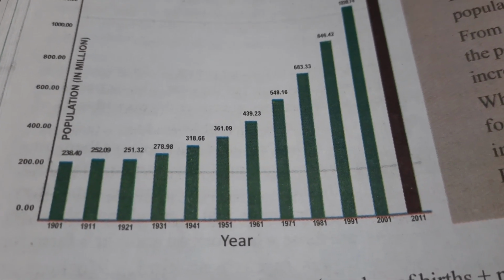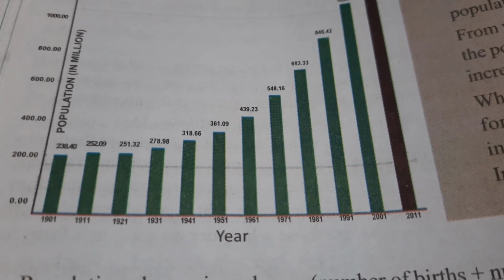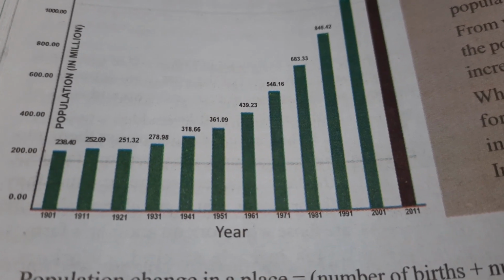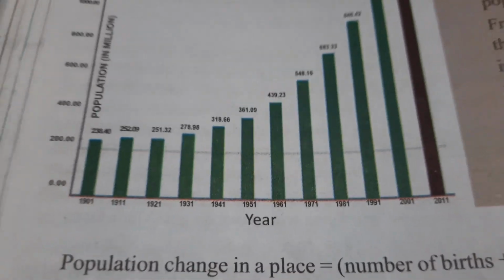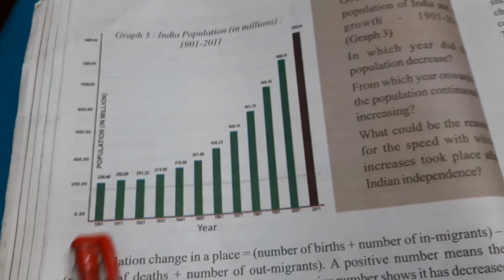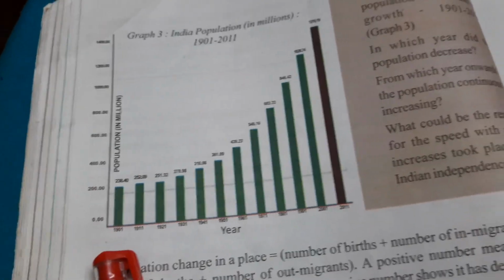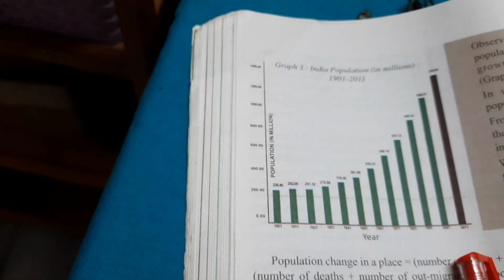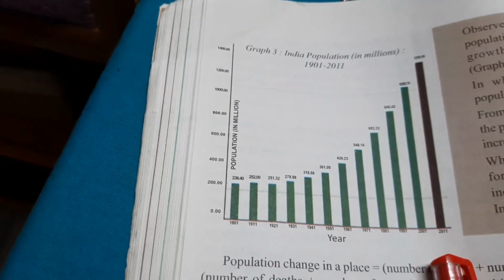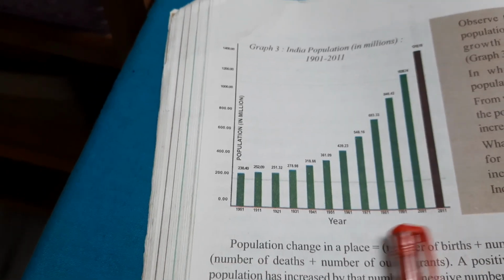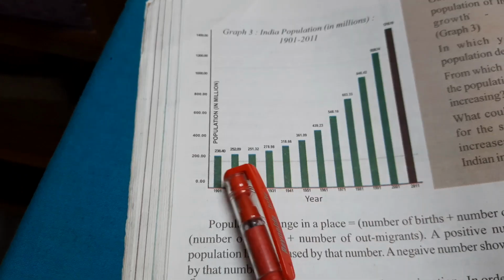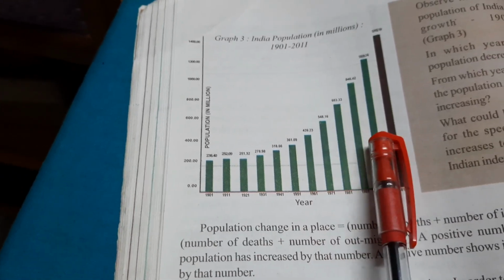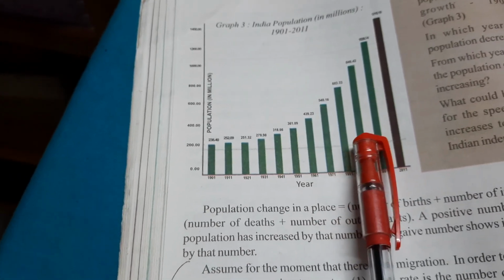Observe this bar graph. This graph is given and it shows you the increase in the population. Now see, from 1901 till 2011, between these years, after every 10 years, there is an increase of population. There can be many reasons for the increase of population.